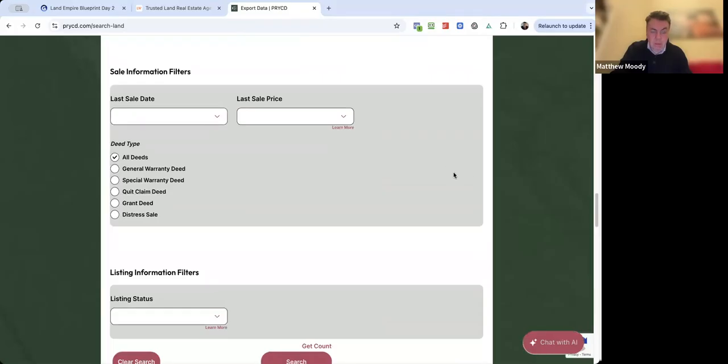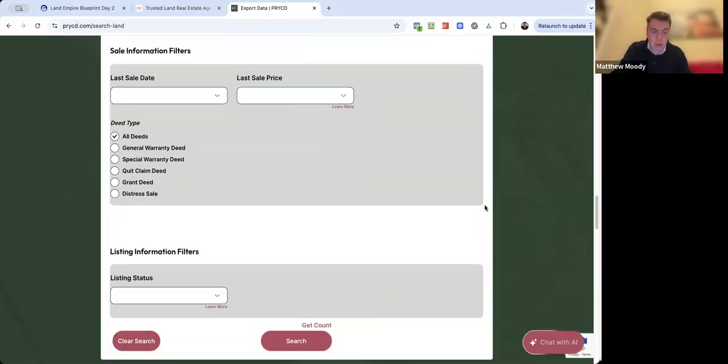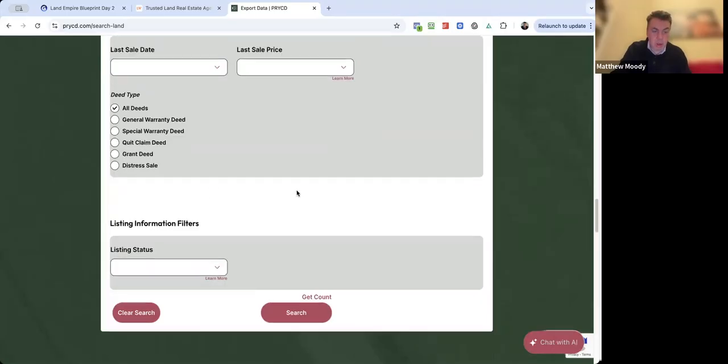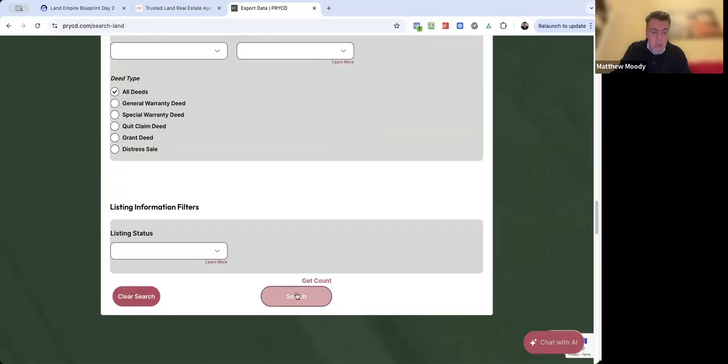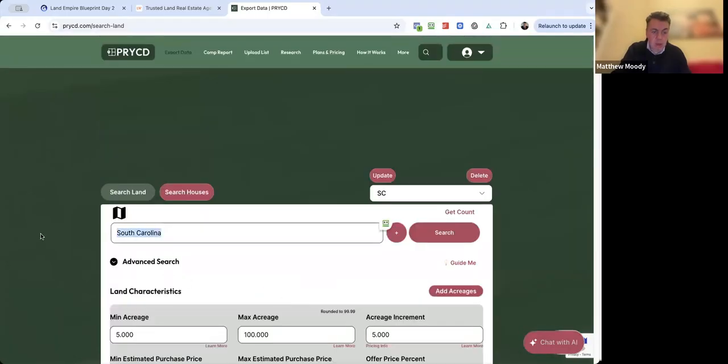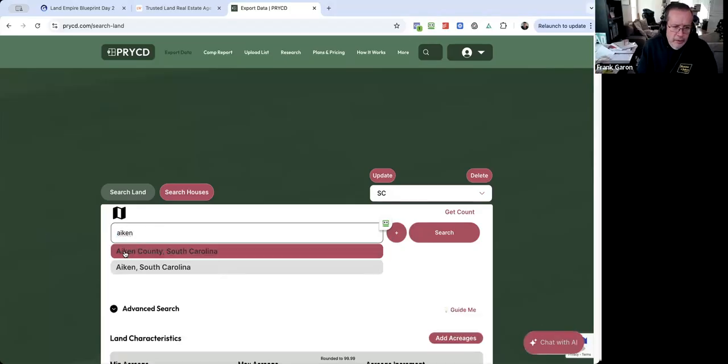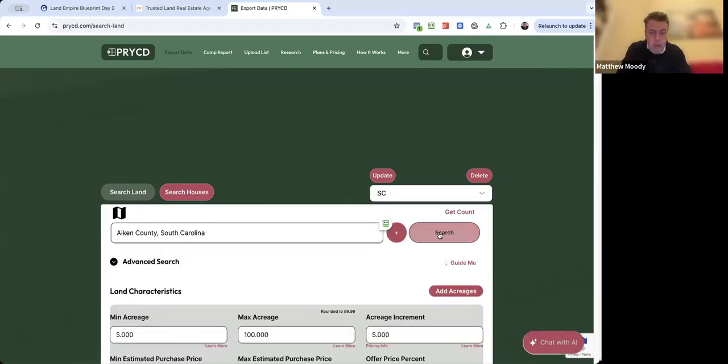Sale information filters, we're not really bothered about that either. And listing information filters, this is just the status of when it was listed. Again, we're not really too bothered about this. So let's go back and choose a county. Give me a county, Frank, any, just give me one. Aiken, South Carolina, Aiken. There you go. So we'll choose Aiken, South Carolina.